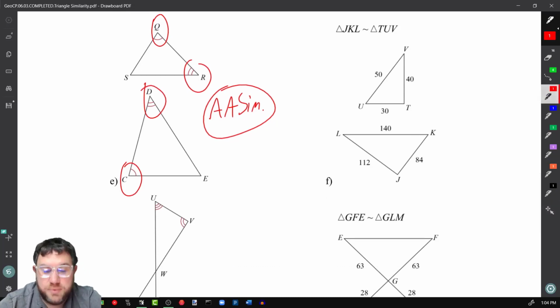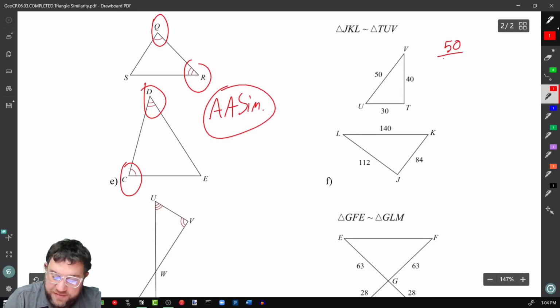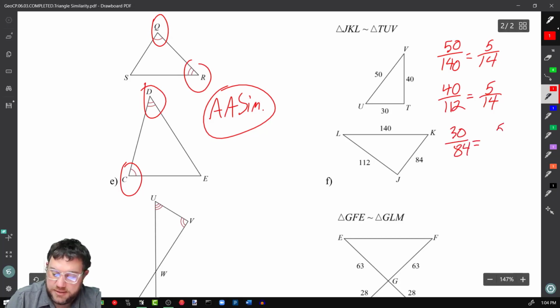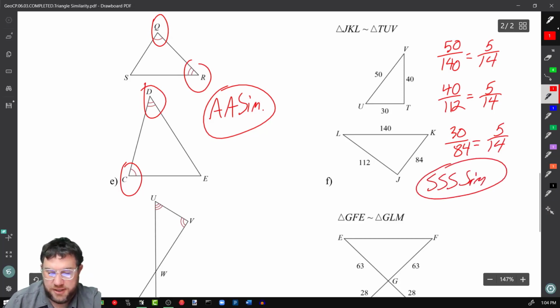For F, we need to check our proportions. The longest sides are 50 and 140. That's going to give us 5/14. Middle sides are 40 and 112. That is also going to give us 5/14. Use your calculator. And then the smallest ones are 30 and 84, and guess what? That also gives us 5/14. So this will be side similarity.